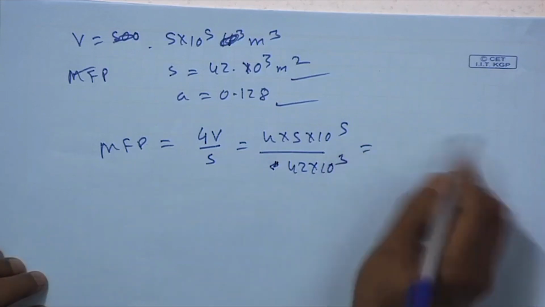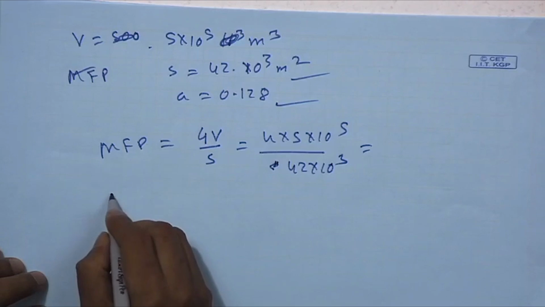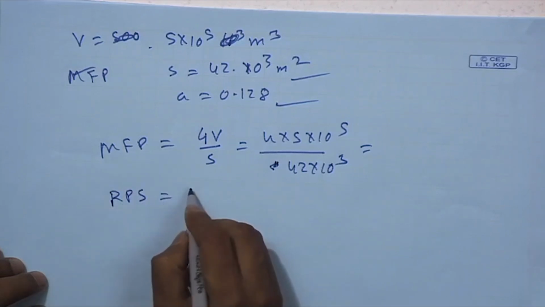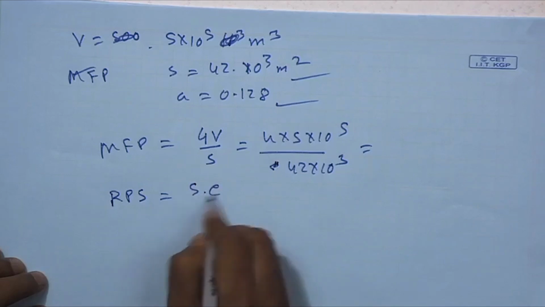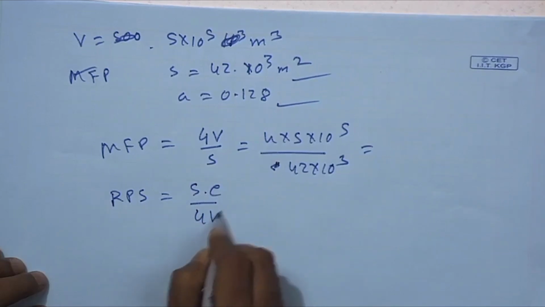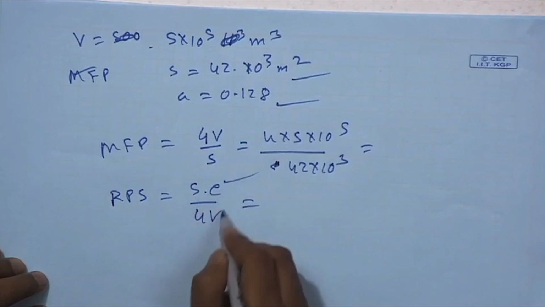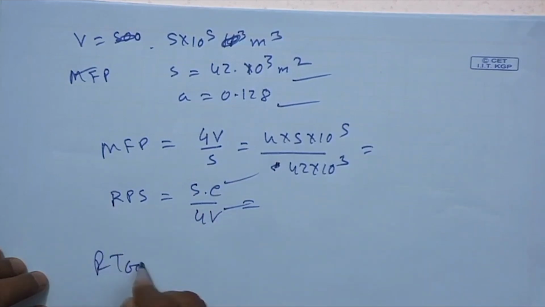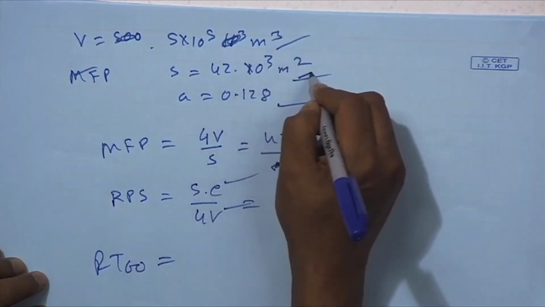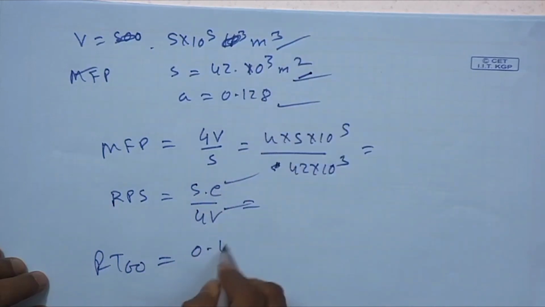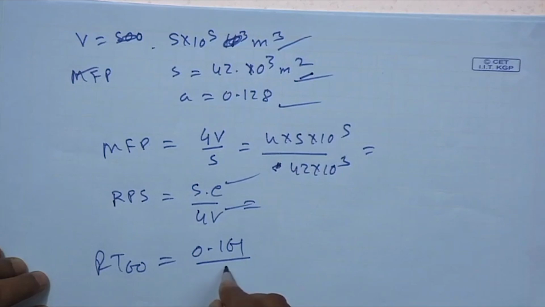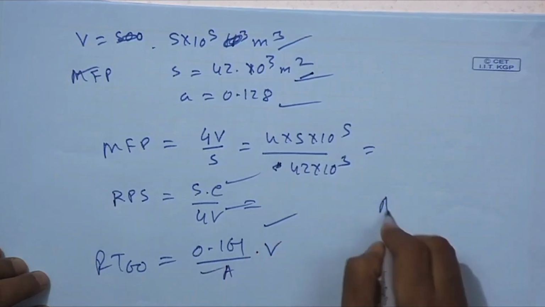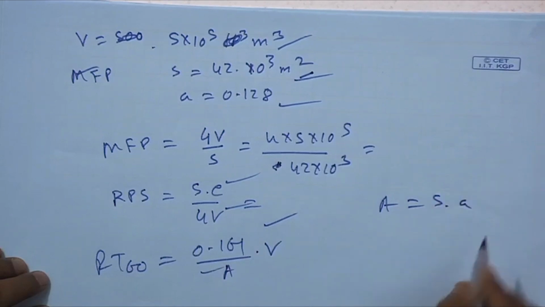So, I can calculate the number of reflections. Then what is RPS, reflections per second? It is nothing but C, the sound velocity, divided by 4V over S. What is S, I know; C I know; V I know, so I can calculate. RT60 is nothing but, since I change it to meters, 0.161 V divided by A. I know V, I know A. What is A? A is nothing but S into a.